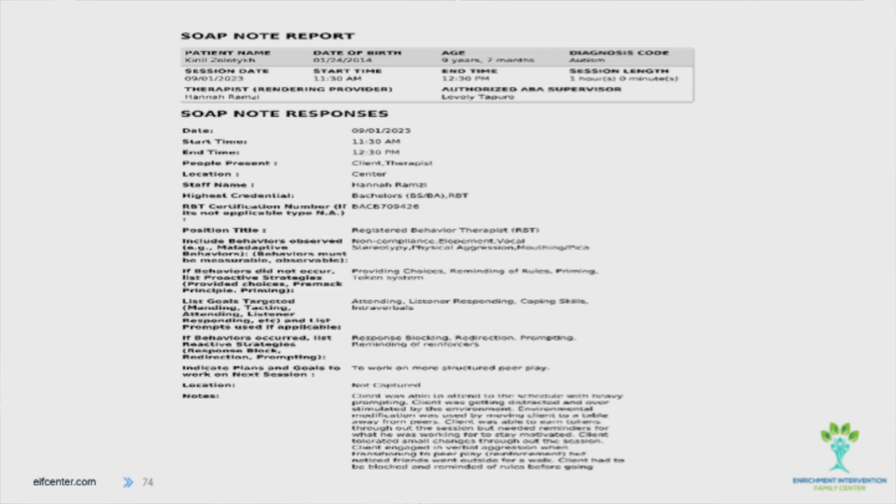It's very important that you include every part of the SOAP note. If you leave anything blank, this can cause the data to be skewed, and omitting data would really affect the individual's treatment plan. And then last but not least, Catalyst will also populate the percentages of the behaviors observed as well as the targets.